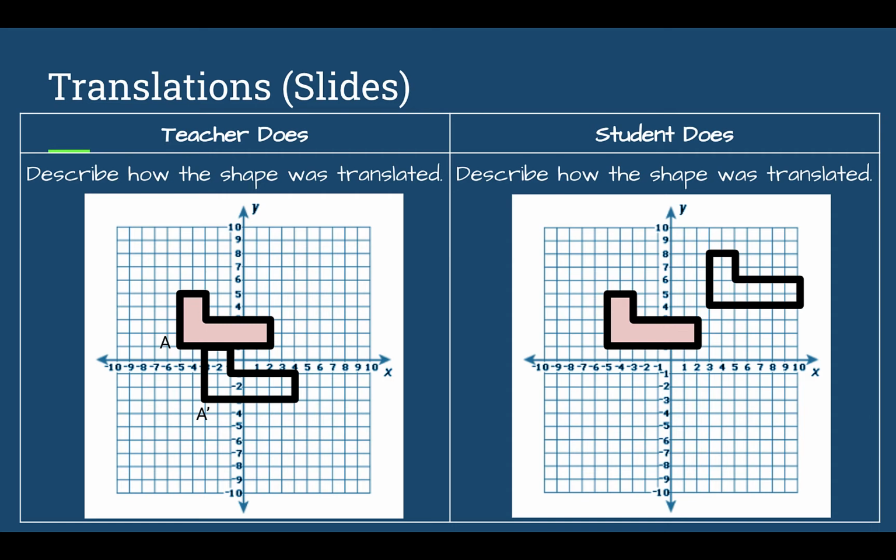So if I look at where A is and where A prime is, how would I move one shape to the other? Here I would need to go down 4 and to the right 2. Every point on that shape was moved the same. We can double check. Other points were also moved down 4 to the right 2 to move from our pre-image to our image. So that would be describing how the shape was translated. I would say it went down 4 and to the right 2.